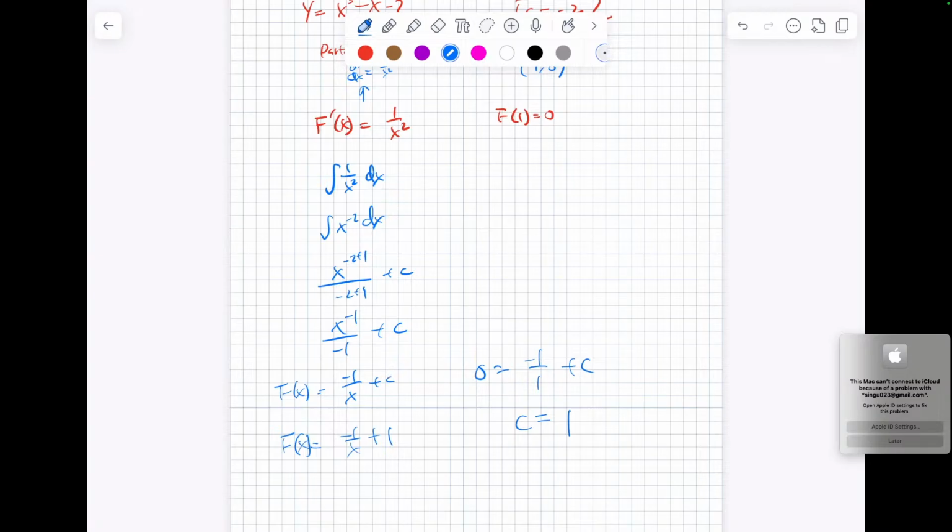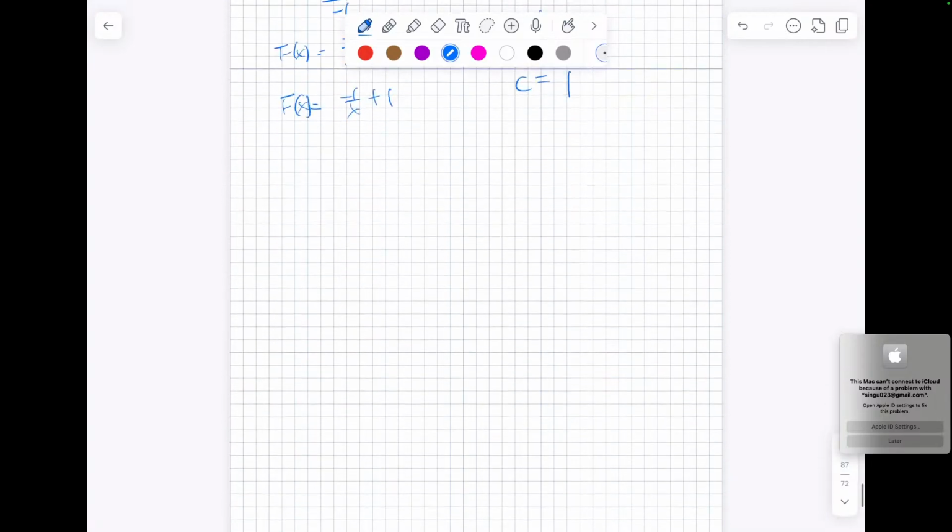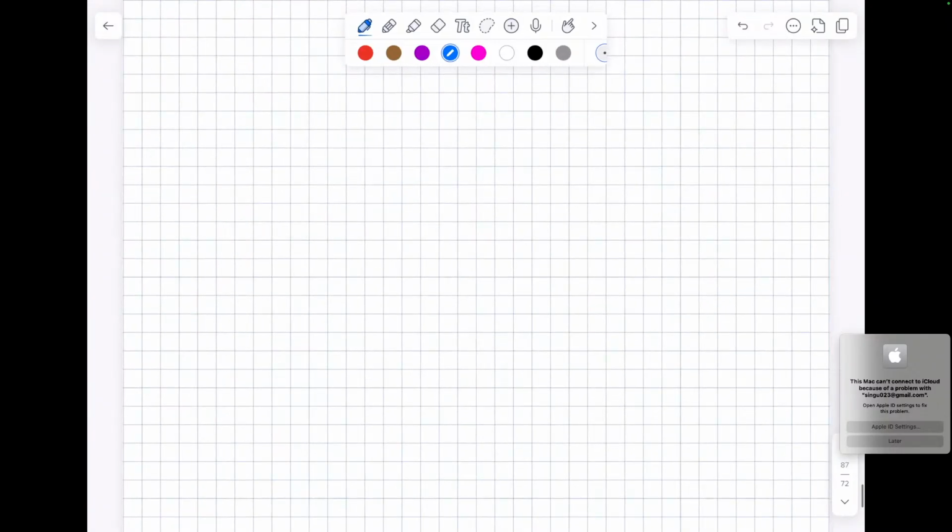How many of you guys are lost? Let me know. All right, I'm gonna give you a question that's a little bit harder. Now I'm gonna give you two initial conditions. Okay, two initial conditions.